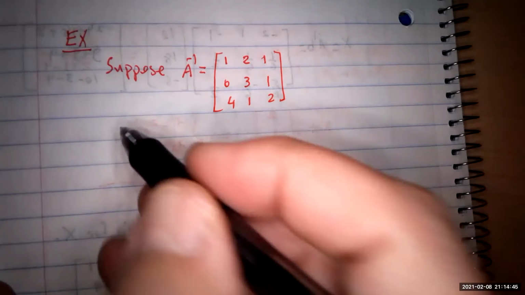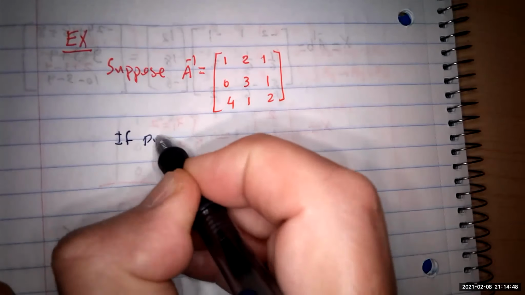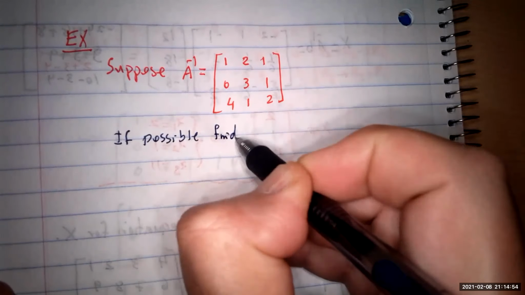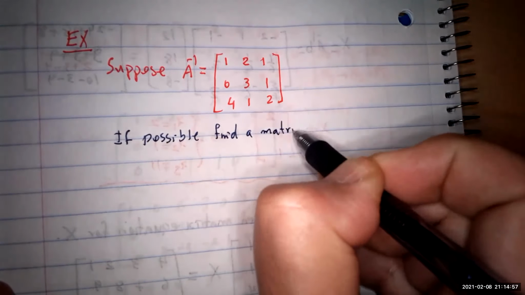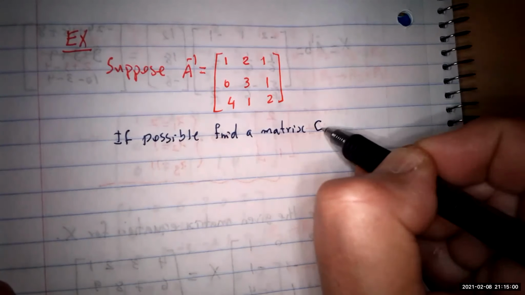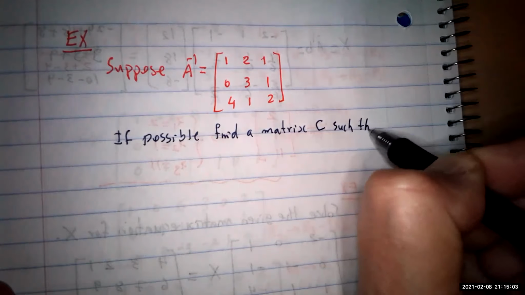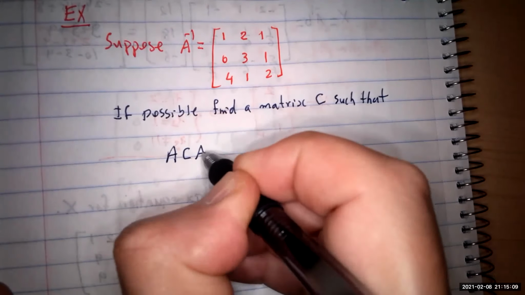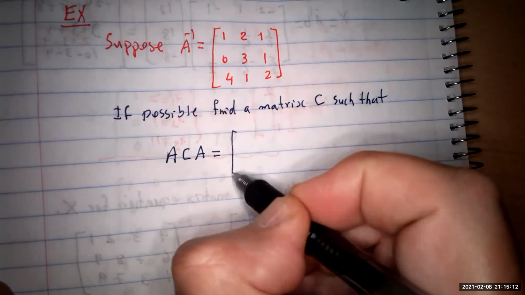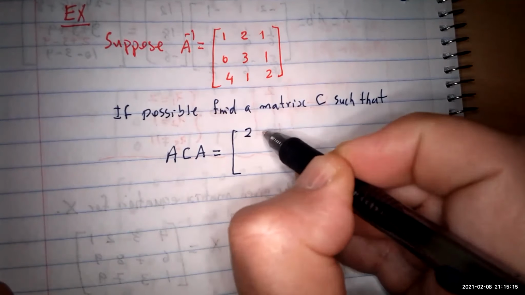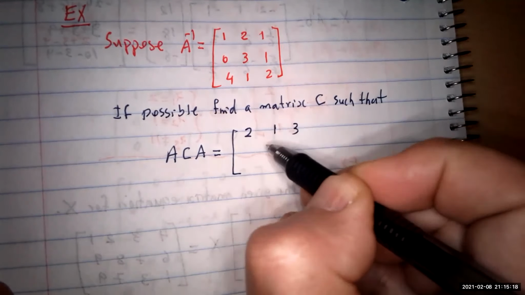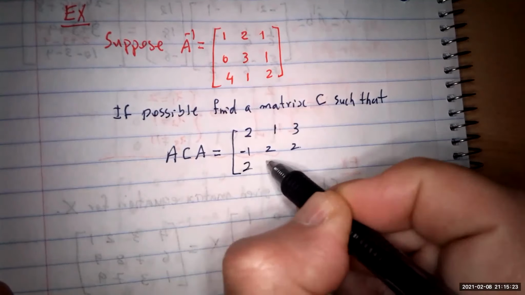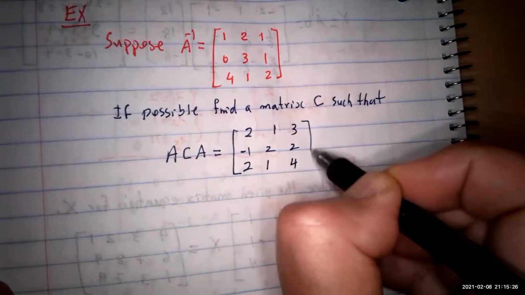Then they ask you this question. They say, if possible, find a matrix C such that this condition holds: A times C times A is equal to this matrix. It's like the equation that you have in algebra. You can have equations dealing with matrices. So we are ready for it.